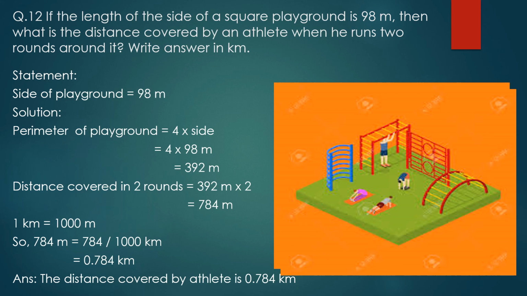Now we have to convert into kilometers, and what is the conversion? 1 kilometer is equal to 1000 meters. We are converting over here the smaller to bigger unit, so we will divide by the conversion, and that's how the answer is 0.784 kilometers.